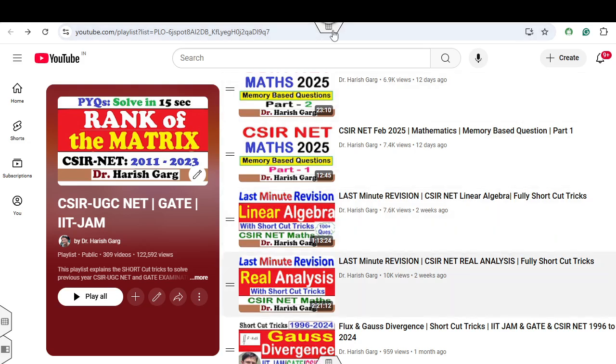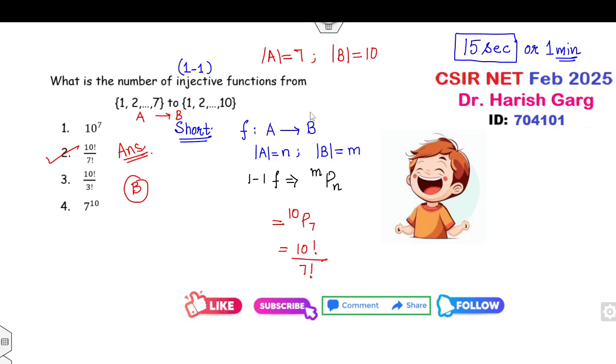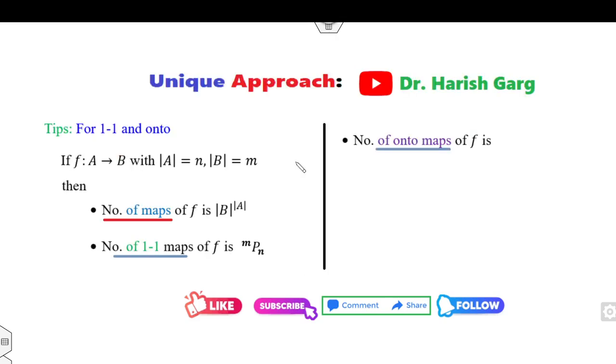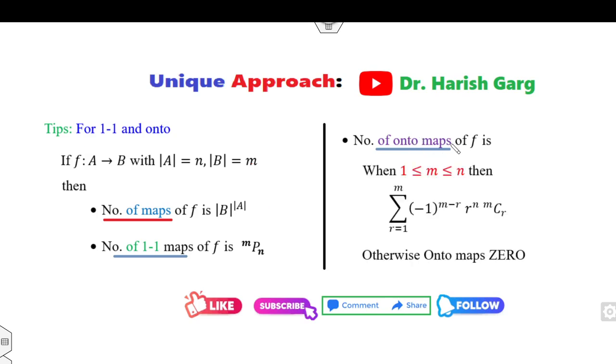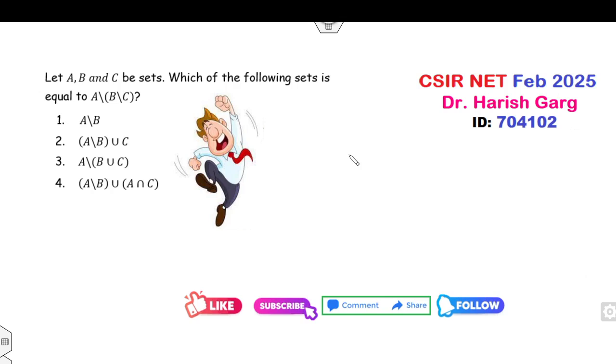So you must follow and watch my last minute revision lecture on real analysis. You will see the same shortcut tricks I explained. Fine. If somebody asks you how to find the total number of maps, that will be m raised to power n. The number of one-one maps is mPn, where m is the cardinality of B. Similarly, if somebody asks you how to find the number of onto maps, this is the formula for the onto maps, and whenever m is less than or equal to n you can apply it, otherwise it is 0. So based on these simple shortcut tricks, you can solve this problem in 5 seconds.